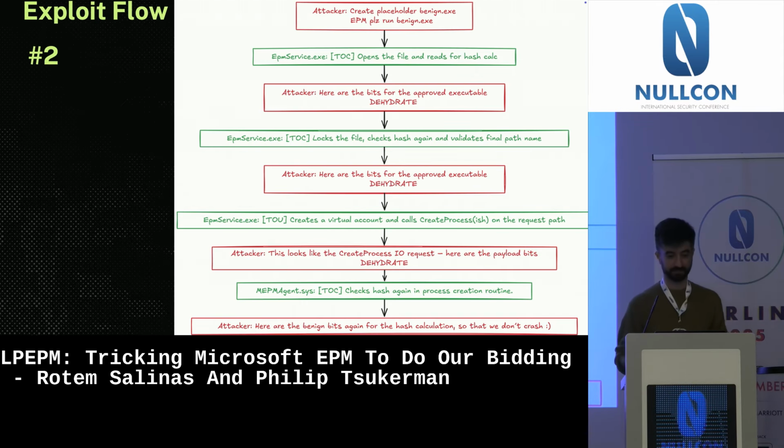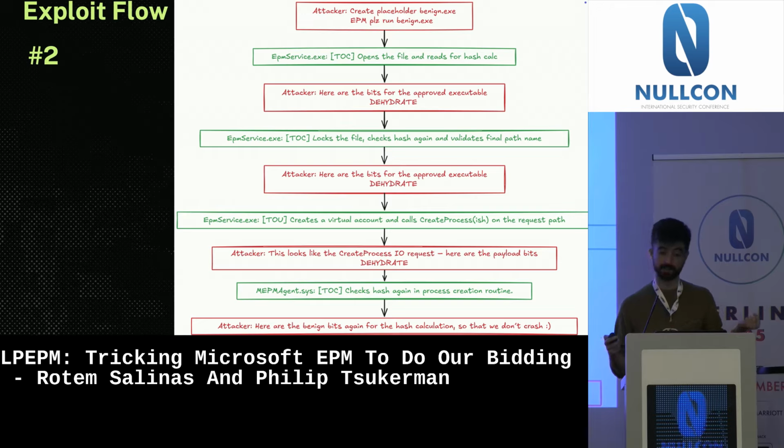So, again, with our specific flow, we ask the EPM service to create a placeholder, to run our placeholder. EPM service opens the file, tries to hash it. We give it the good bits and dehydrate immediately. It locks the file and checks it again, including a final path check. And we give it the good bits and dehydrate again. The file is at the same path, at the expected path. It has the expected hash. Everything is nice. So we can create a virtual account and create a new process.